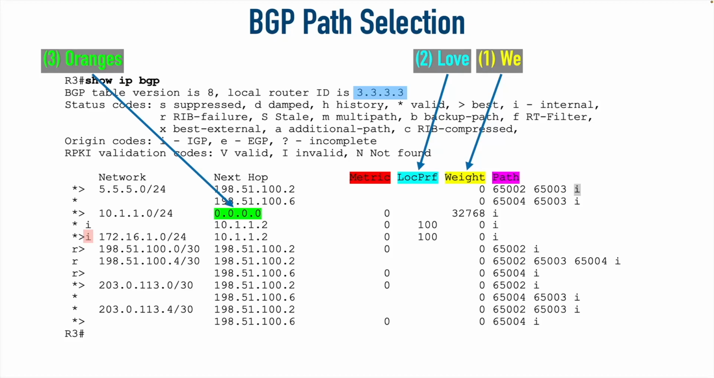We love oranges as AS. That's the autonomous system path. We prefer shorter paths, where we're looking at a listing of autonomous systems that we have to transit through, and the one on the far right, that's the autonomous system containing the destination network.